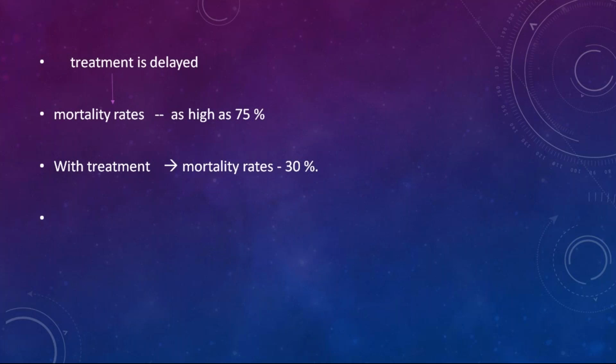So as I said in the starting, if there is treatment delay, mortality rates are higher. That is as high as 75%. So if you intervene at the correct time, the mortality rate decreases to 30%.